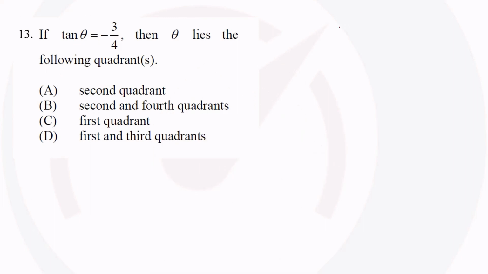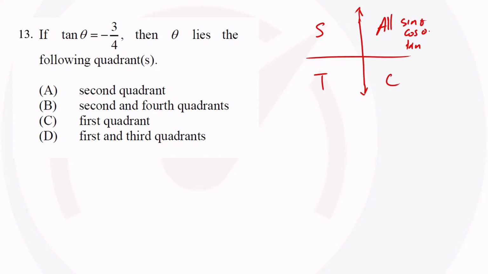Now number 13 depends. If you're an advanced student, it might come automatic to you. So we know we have our quadrant, and we know this little mnemonic that we use. So we say all students take chemistry. So we have sine, cosine, tangent, and we have the other one, cotangent, and all these things. All these values are positive in this quadrant, so all of them are positive. In this quadrant, only sine is positive.